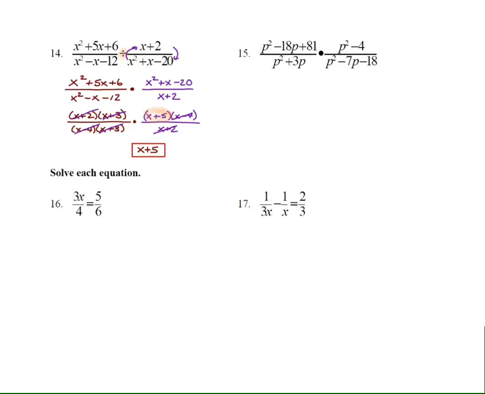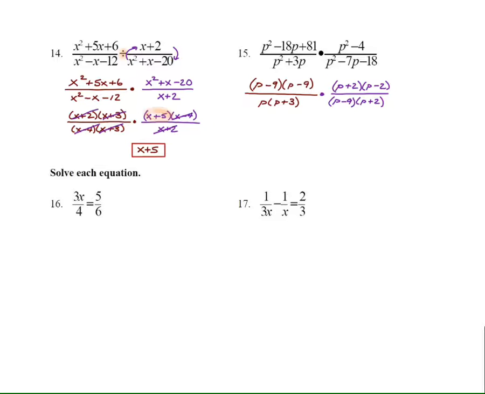So number 15, I notice it's already multiplication of 2 fractions, so I don't have to flip anything. So all I'm going to do is try and factor each part as much as possible. So p squared minus 18p plus 81 factors into p minus 9, p minus 9. And then the denominator of that first fraction, all I can take out is the greatest common factor, so p times p plus 3. The top of the second fraction is a difference of 2 squares, so it factors into p plus 2, p minus 2, and the bottom factors into p minus 9, p plus 2.